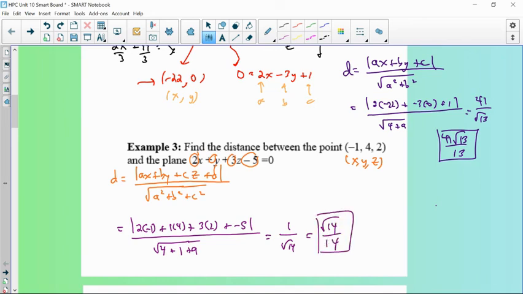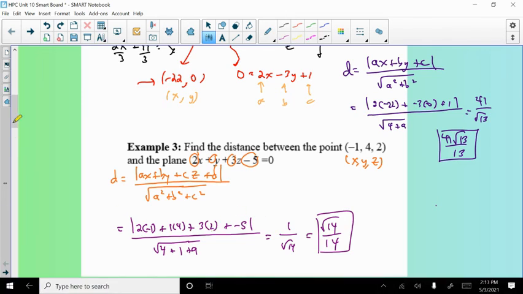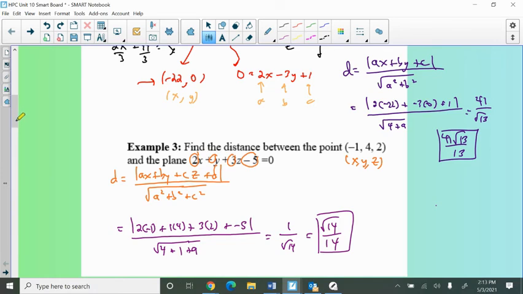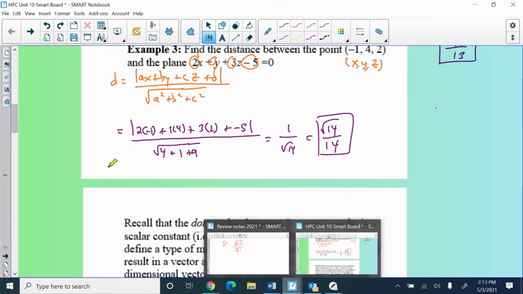Okay. Again, just knowing that point line distance formula and extending it into that third dimension is really what we need to worry about for this particular video.